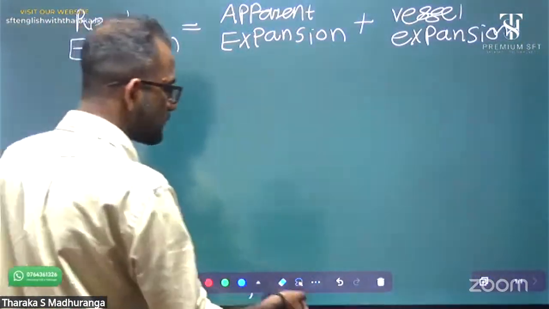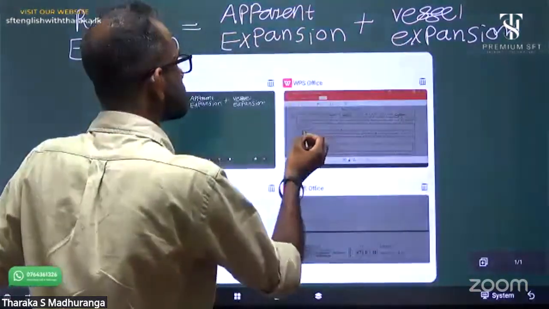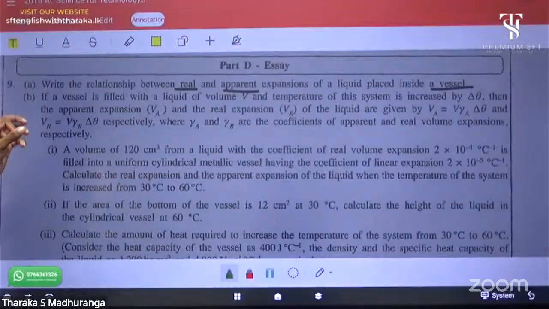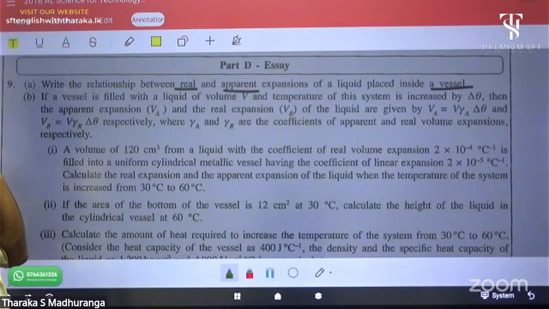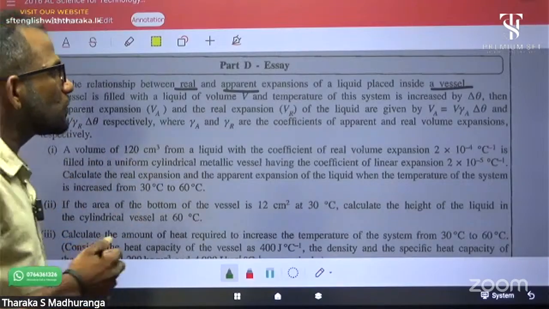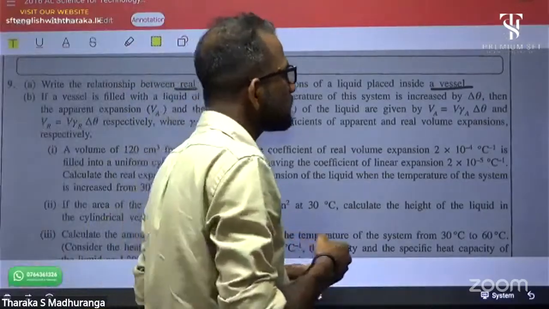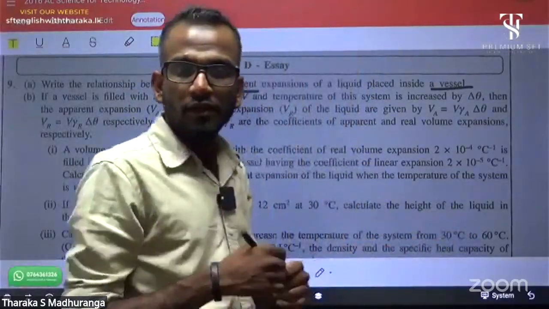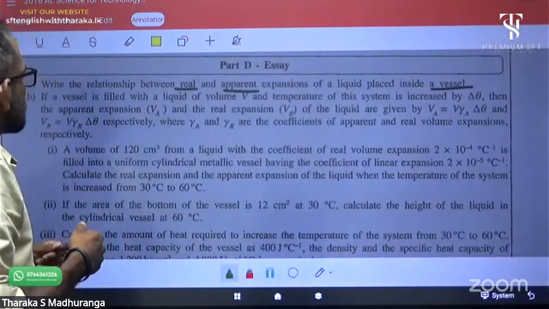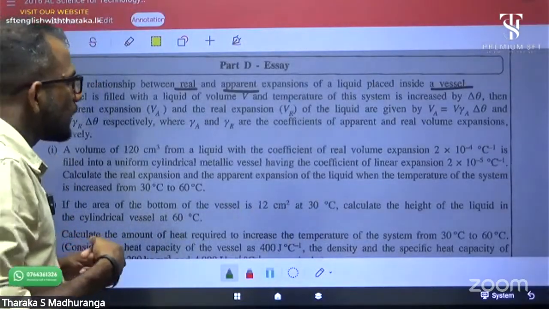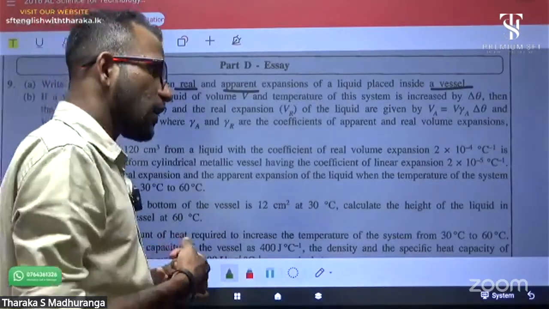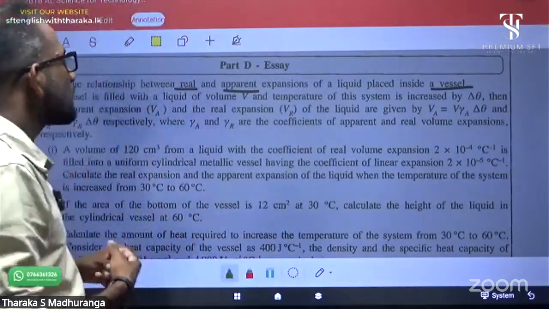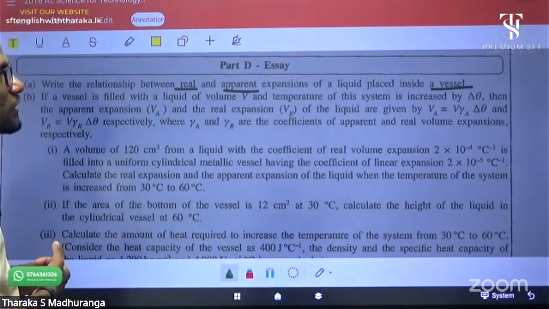It is a 2016 paper, essay question number 9. If a vessel is filled with liquid of volume V and the temperature of this system is increased by delta theta, the temperature difference delta theta, then the apparent expansion VA and the real expansion VR of the liquid are given.